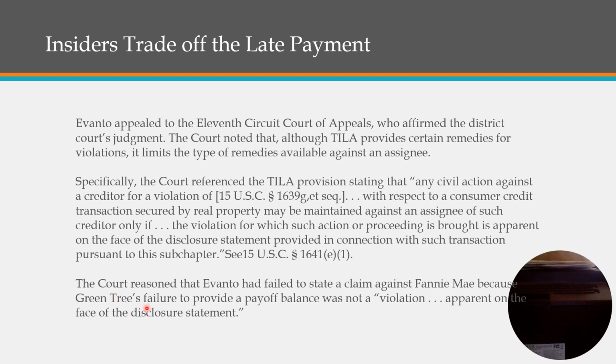The court reasoned that Evento failed to state a claim against Fannie Mae because Green Tree's failure to provide a payoff balance was not a violation apparent on the face of the disclosure statement. That says that if there is something on that payoff statement which is indicative of an injury or something potentially damaging to you, and they fail to give it to you, that would then be grounds, I think, for you to bring the claim. Simply saying they didn't get this payoff statement in time, with no collateral attack on the payoff statement itself, is not going to cut it.